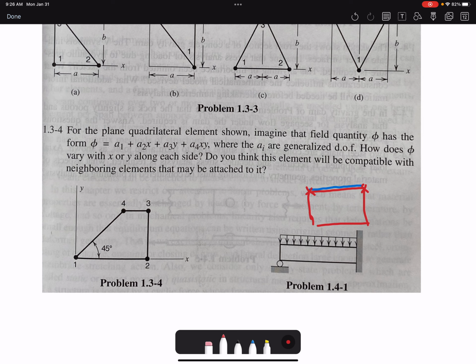So in order for there not to be any gaps right here, between, say, if we did two plates next to each other, I'll leave it to you guys to think about what conditions, right, or what things tell you that this line will be the same between the two.